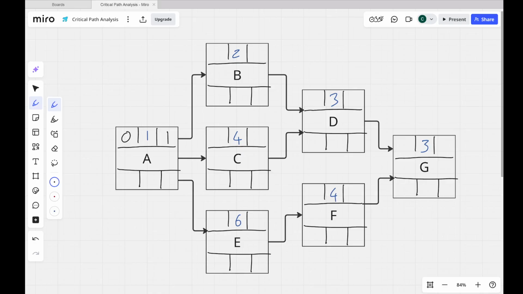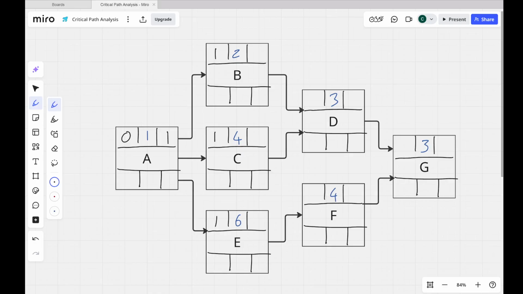So if task A finishes at some point on day 1, then in theory B could start at some point on day 1. The moment A finishes, B can start. So the earliest start for B will be 1, because it can start the moment A is finished. Which means C, which is also dependent on A, could start on day 1. And E could start on day 1. So again, I'm not saying when on day 1, it's just saying the moment A finishes on day 1, in theory, if we're not having any sleeps or rests, B, C, and E could begin immediately.